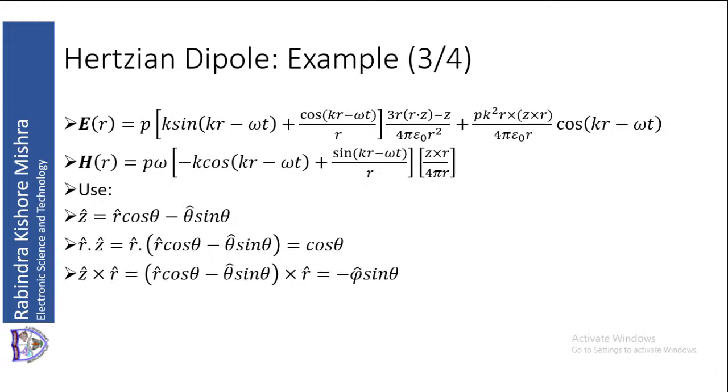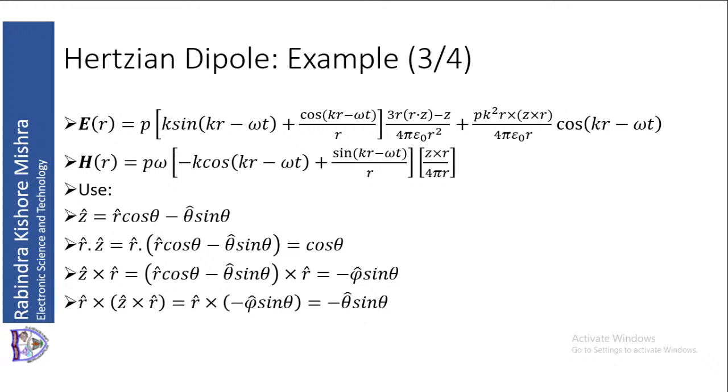Then find out what Z cap cross R cap is. So Z cap cross R cap will be equal to minus phi cap sin theta, because R cap cross R cap will be 0. Then minus theta cap cross R cap, because theta cap cross R cap is phi cap. So minus theta cap cross R cap is minus phi cap. So Z cap cross R cap is equal to minus phi cap sin theta.